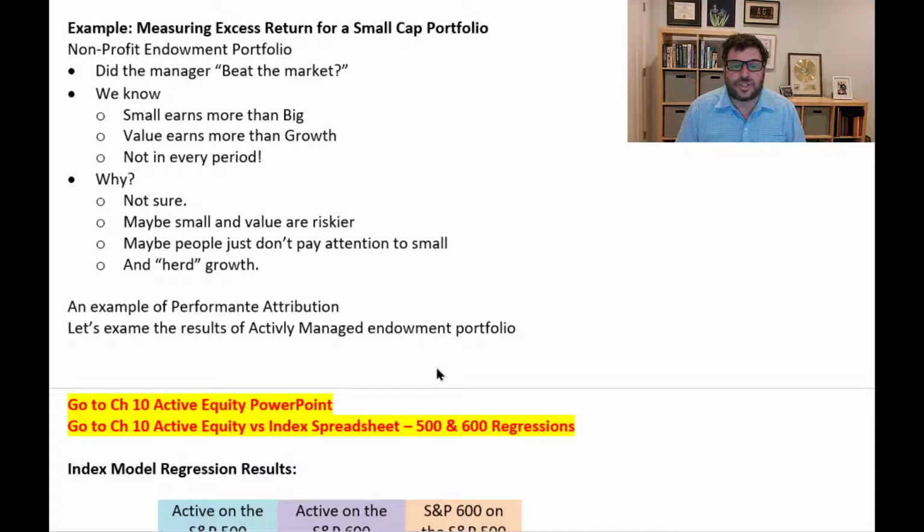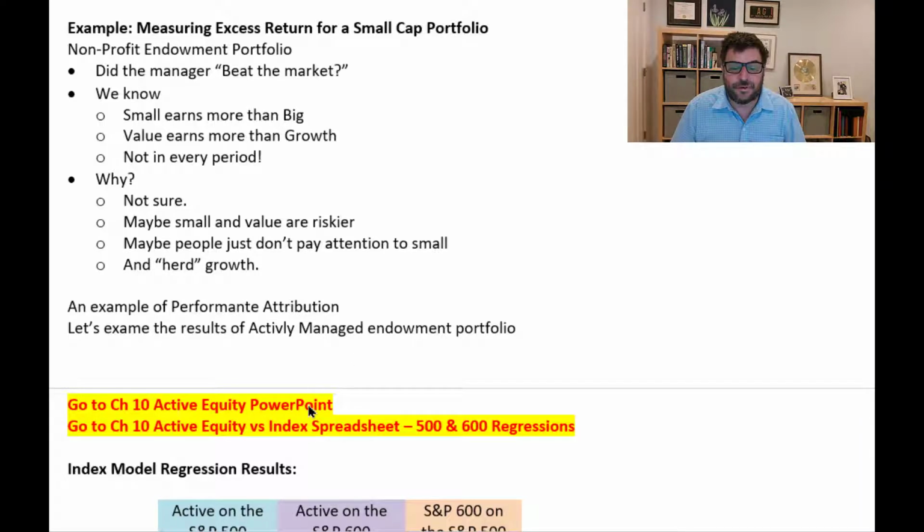And we know that small earns more than big, value earns more than growth, of course not in every period. Now, why is this the case? Well, we're not sure. Maybe small and value are riskier, or maybe people just don't pay attention to small and they herd into growth, who knows? But what we have to do is really look at the performance attribution and try to determine, was there risk-adjusted excess return in this portfolio as the manager was claiming.